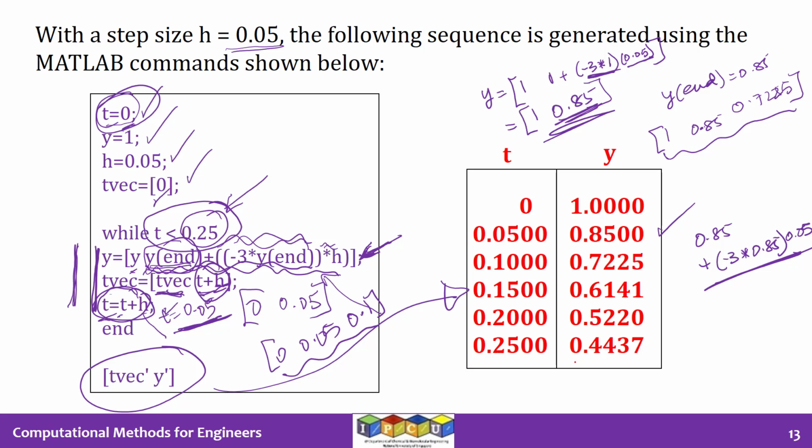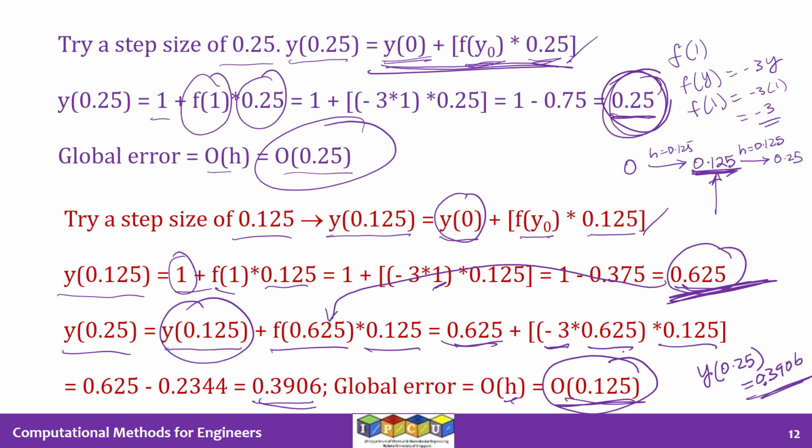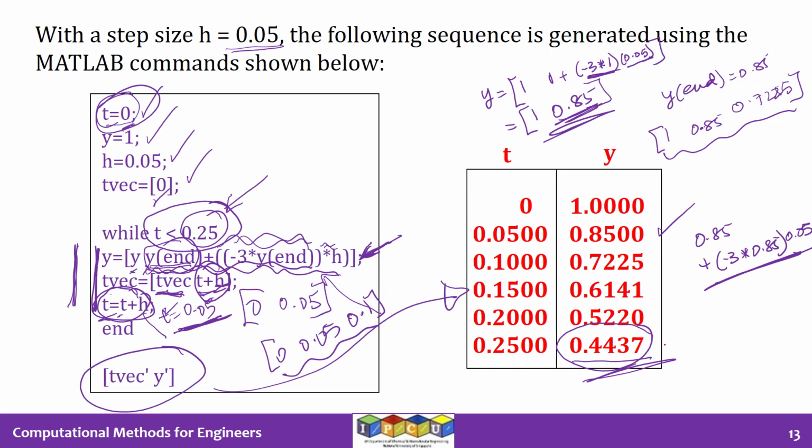So according to this step size, using the same Euler scheme, I am able to get the value of y at 0.25 to be 0.4437. With h equal to 0.125, we got 0.3906. With h equal to 0.25, I got 0.25. So which answer do you think will be more accurate? Obviously the one with the smaller step size. This is going to be closer to the analytical answer, to the truth. Smaller step size is always going to give you higher accuracy.